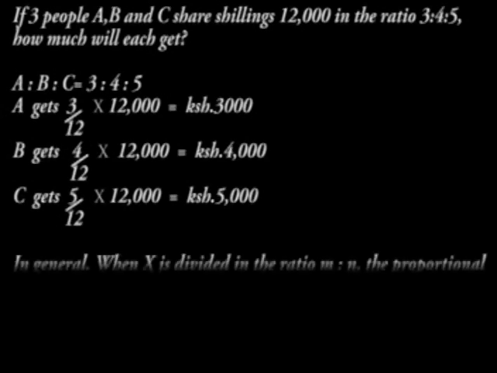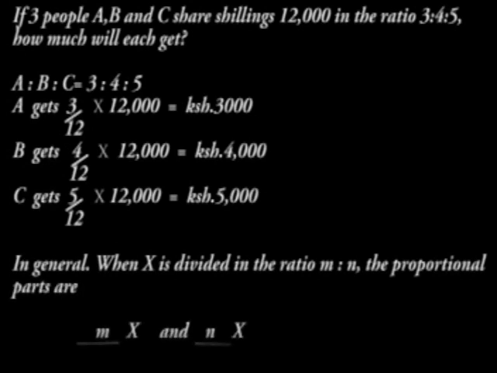In general, when x is divided in the ratio m to n, the proportional parts are m over m plus n times x and n over m plus n times x.